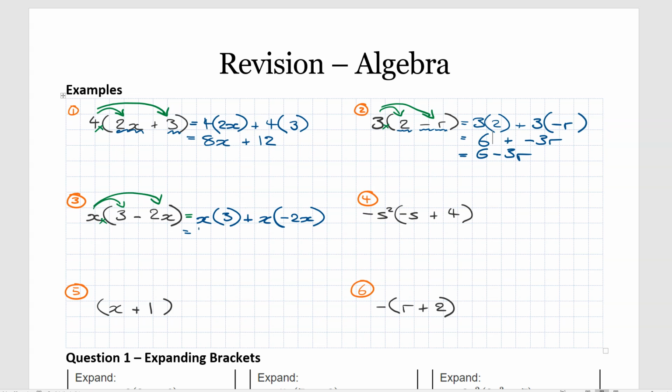Simplifying this out, we get 3x, remember the number always comes before the variable, plus, and then we've got minus 2x, and because there's 2 x's here, it's going to be x squared. Now, because we've got the plus and the minus together, we can drop the plus, and we can write this as 3x take negative 2x squared, like so, and thus we're expanded.